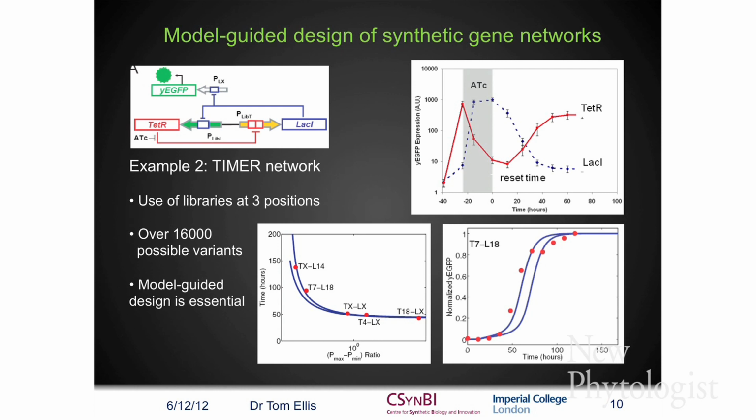The two blue lines are the upper bound and lower bound in terms of the confidence, the area of confidence that Zhao has modeled, and then the red dot is the actual reset time that was measured when we built that combination of timer based from our library promoters. So a pretty good match there.